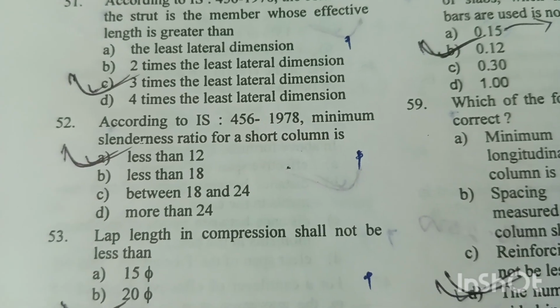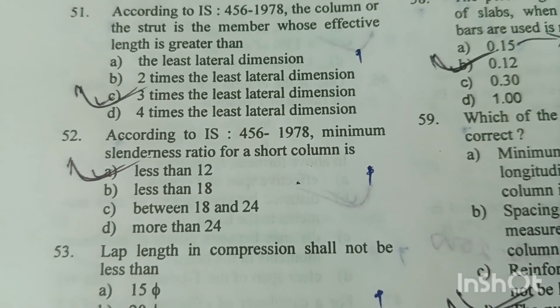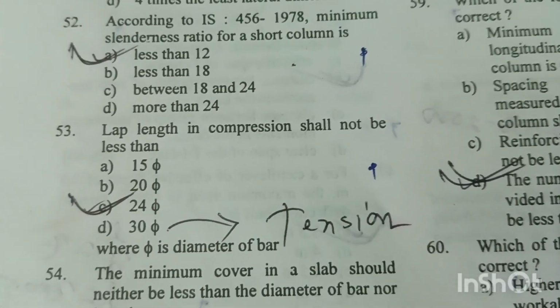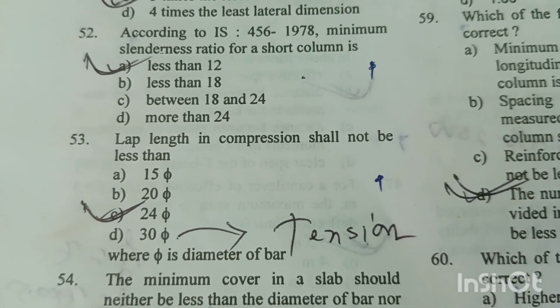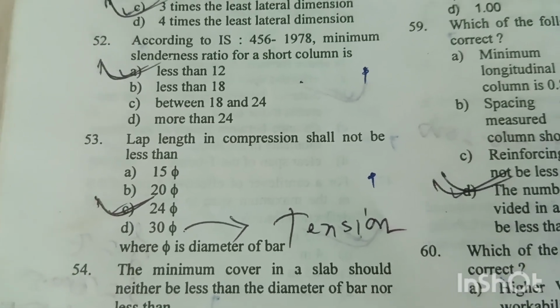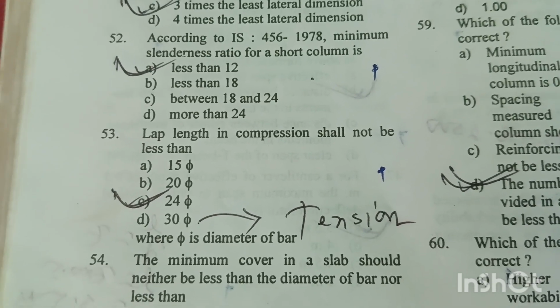Question number 52. According to IS 456 1978, the slenderness ratio for a short column is less than 12. Option A is the right answer. Question number 53. Lap length in compression shall not be less than 24 phi, where phi is the diameter of the bar, but in case of tension it is 35. Option C is the right answer.